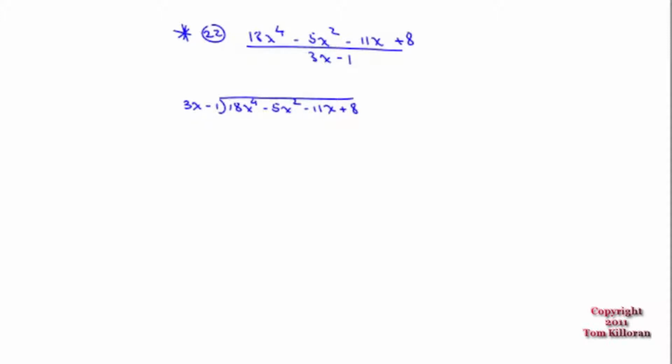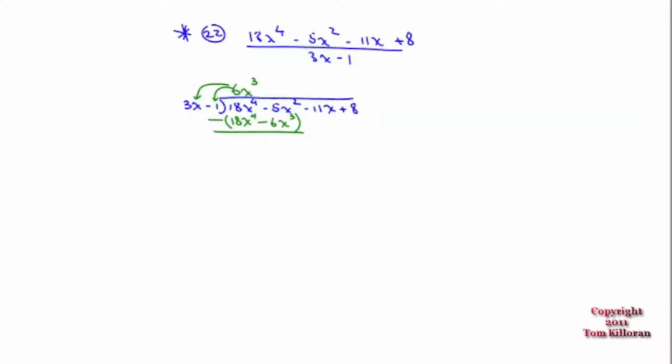So start off like normal. What times 3x is going to give us 18x to the 4th? 6x cubed. So I'll put 6x cubed up here. Okay. So 6x cubed times 3x is our 18x to the 4th. 6x times negative 1 is? Negative 6x cubed. And then we're going to take it and subtract it.